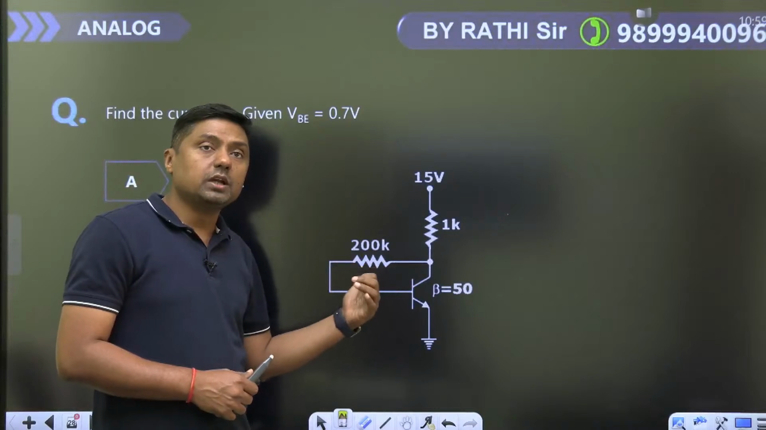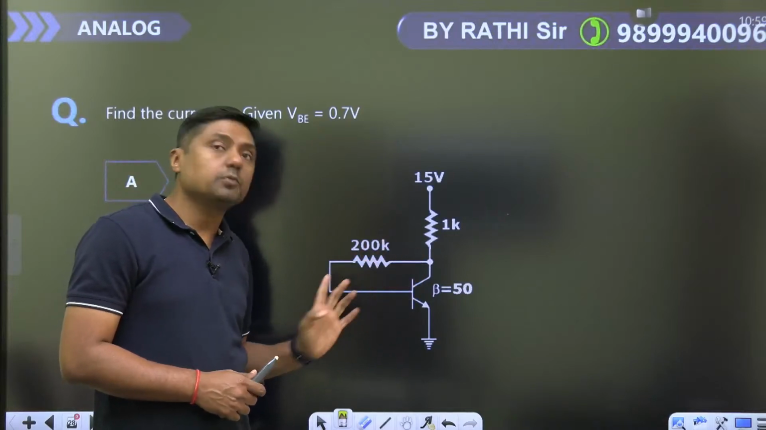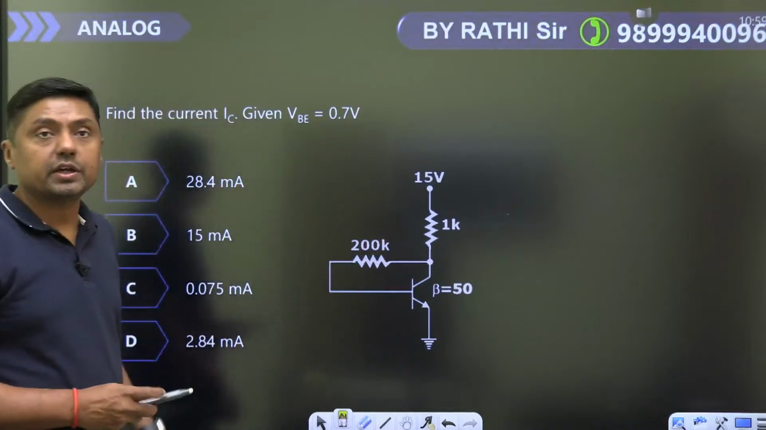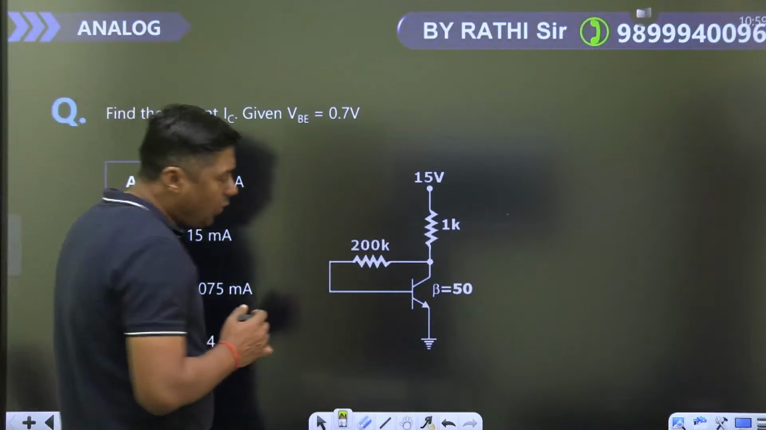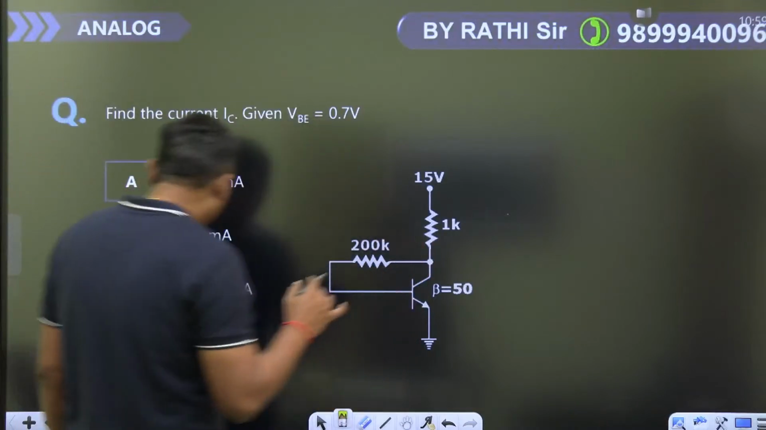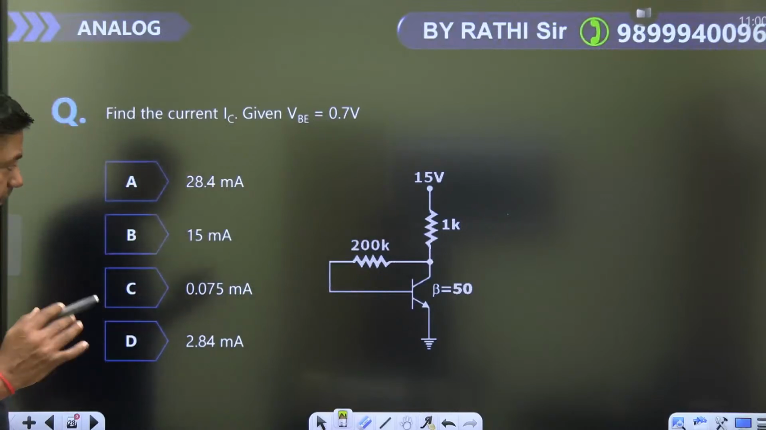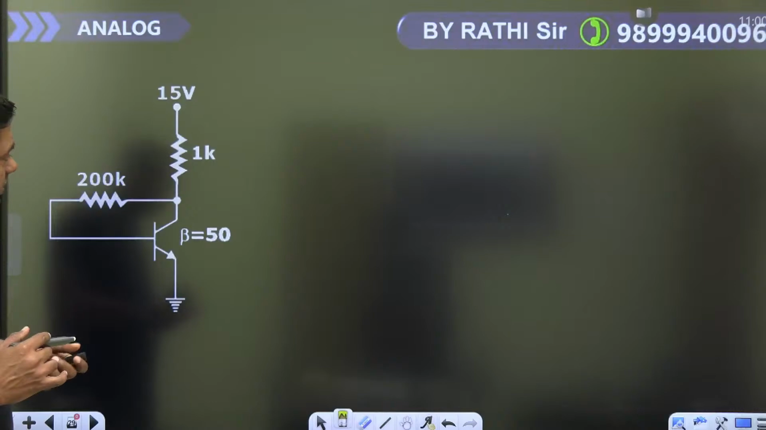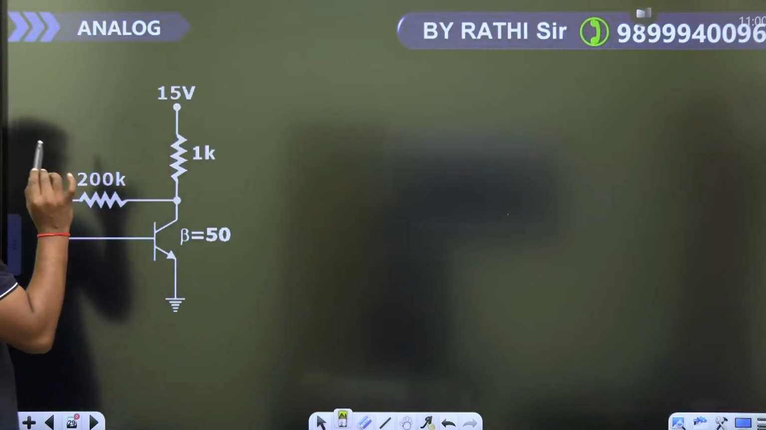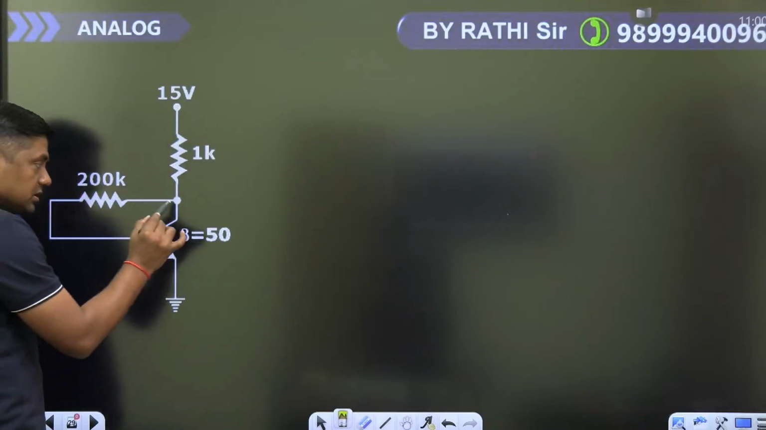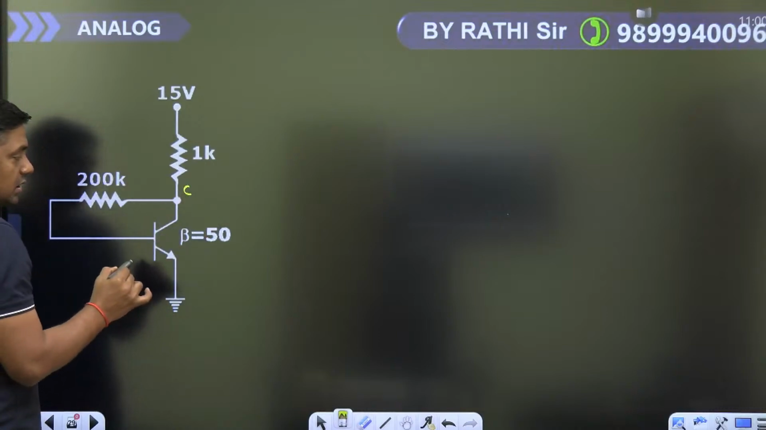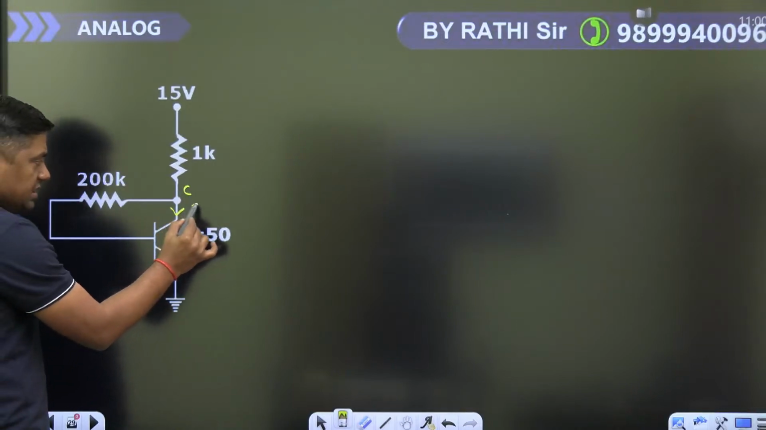What is the collector to base bias circuit? Collector is connected to base, guys. Now, for this type of circuit, what is asked here? What is the current IC? First of all, remember this is the collector terminal, guys. So at the collector terminal, this current is IC.